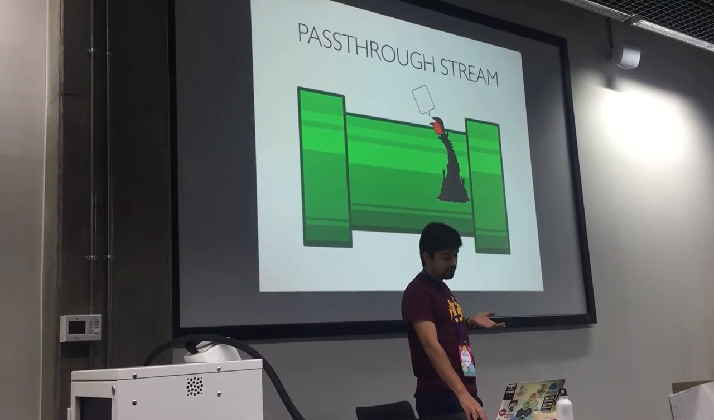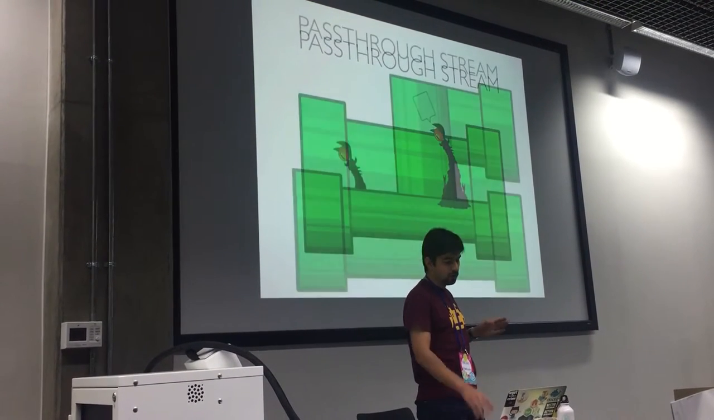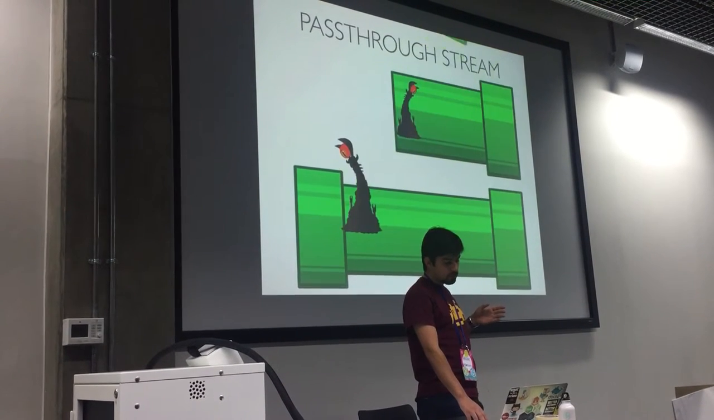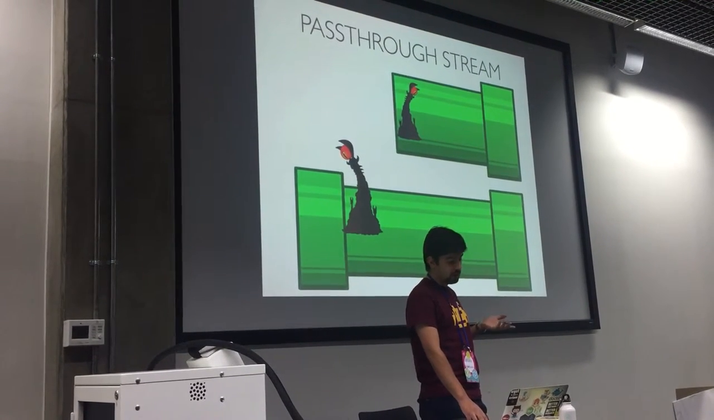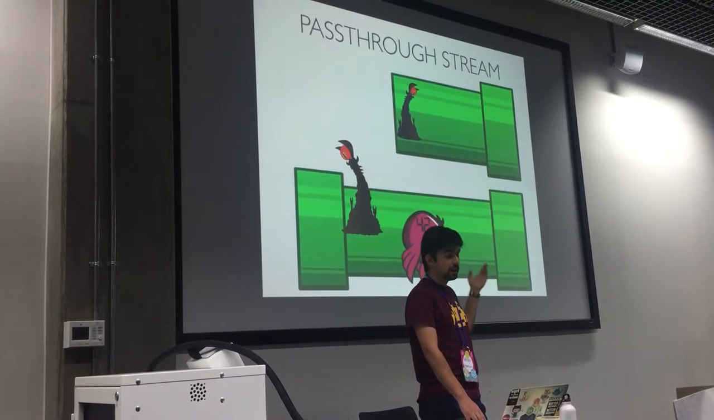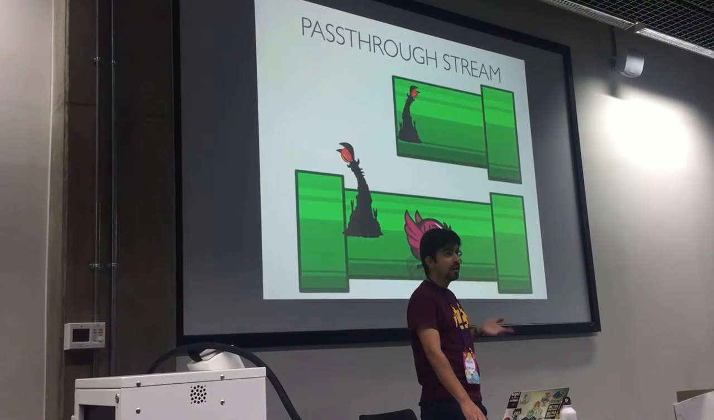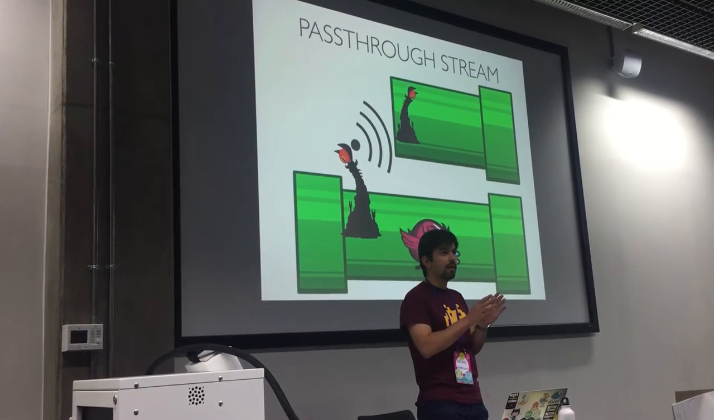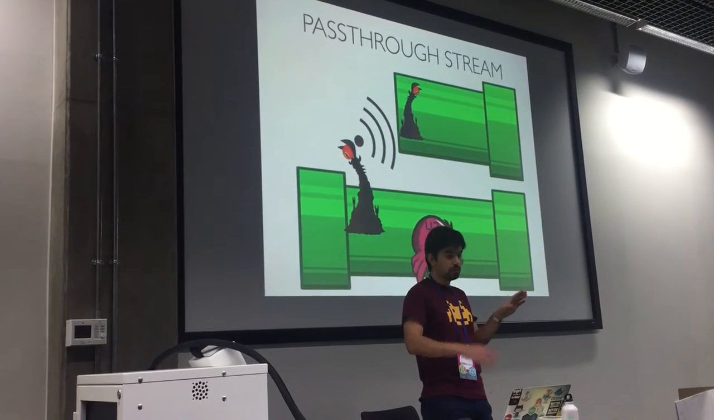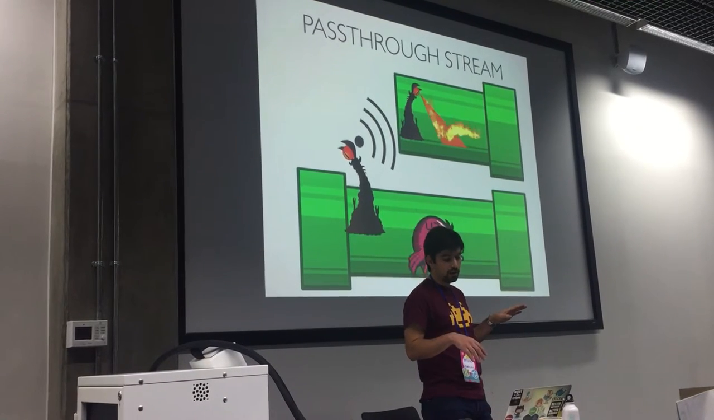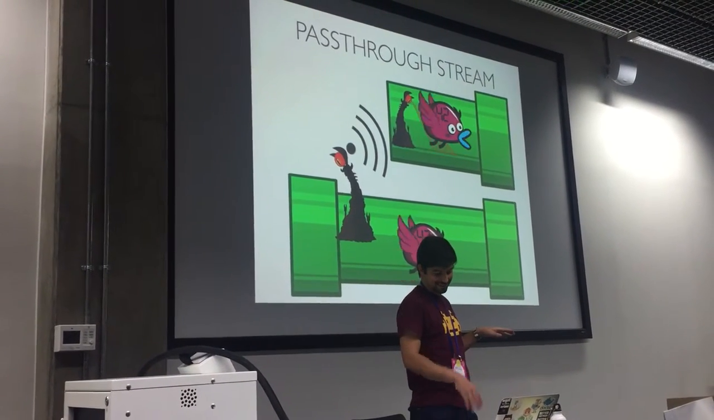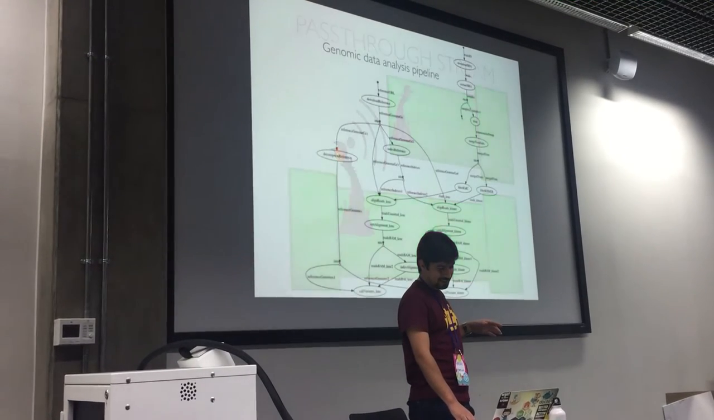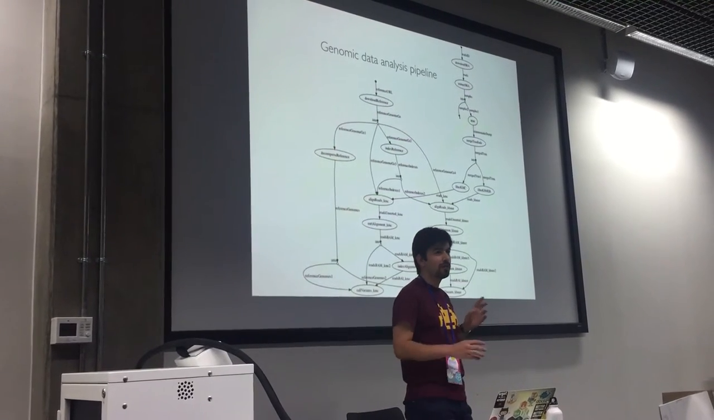This is also very useful if you're trying to fork your streams. If you're trying to use the same data for two different things, you can read, for example, here, bird number 42. And when you get it, you can send it to another place. So you can have, at this point, two different analyses going on with the same data. This is very useful when you're trying to do a bioinformatics pipeline.